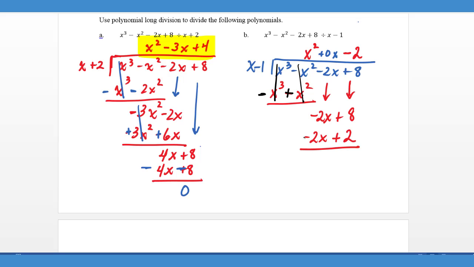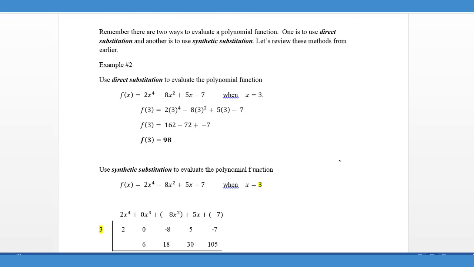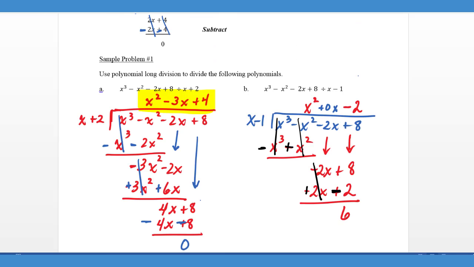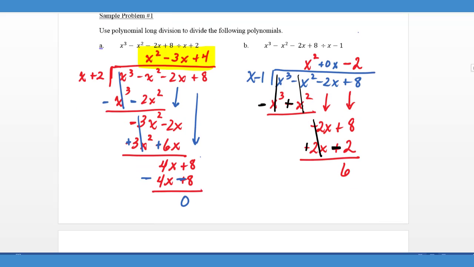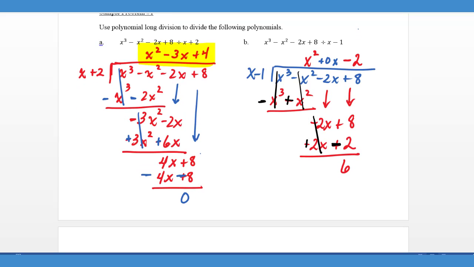Now I'm going to subtract this, so I have to negate everything. And so when I do that, the 2x's cancel out, thus leaving me a 6. Now, this is a remainder of 6. So the way that we write the remainder in polynomial long division is the answer is x squared minus 2, but this is going to be plus 6 over x minus 1, which is what we were originally dividing it by. So this is my final answer with the remainder.